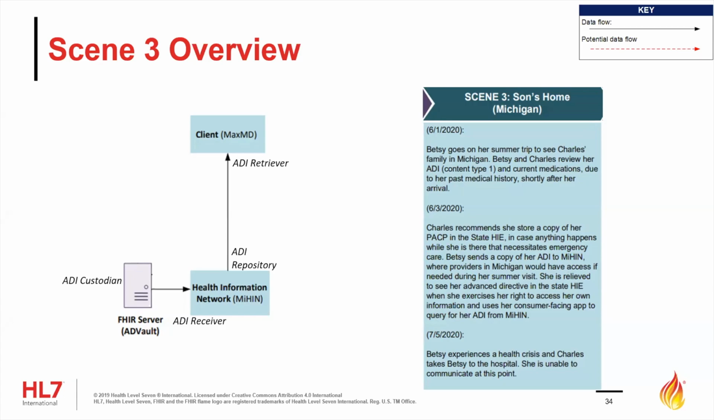And then what we'll show is once it gets there, Betsy, wanting to make sure and using her right to access information, is going to look up and then query the health information network in Michigan and look at that information. So what we'll see is the information being pushed from the AD Vault server into the MyHIN receiver, and then it'll also be queried by the MaxMD client from MyHIN.